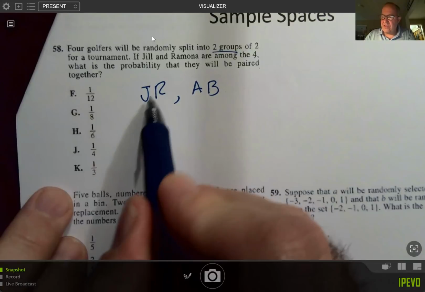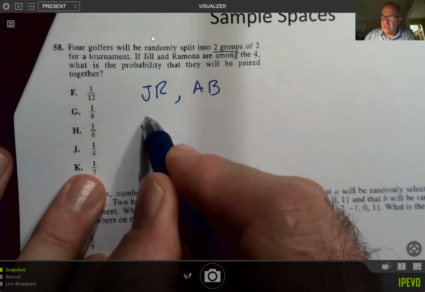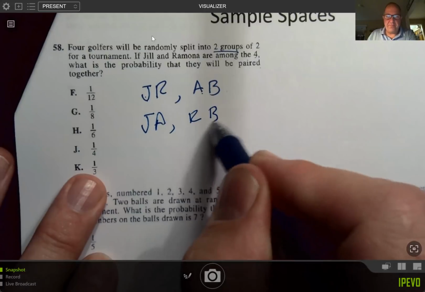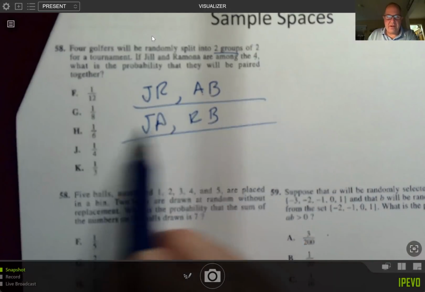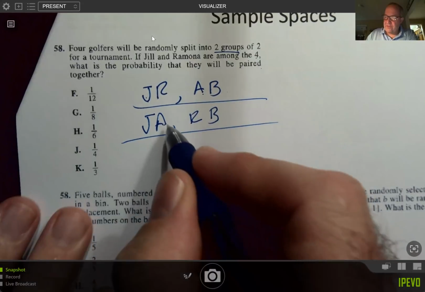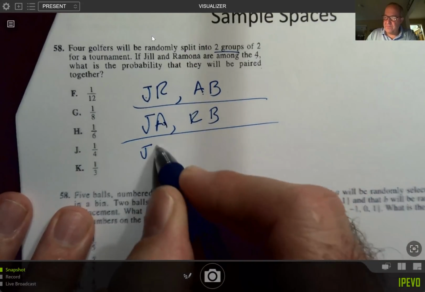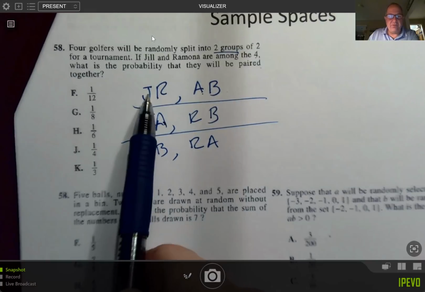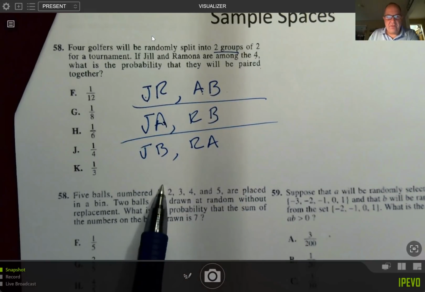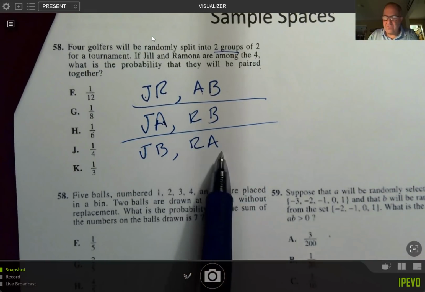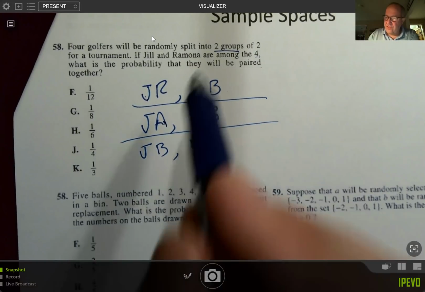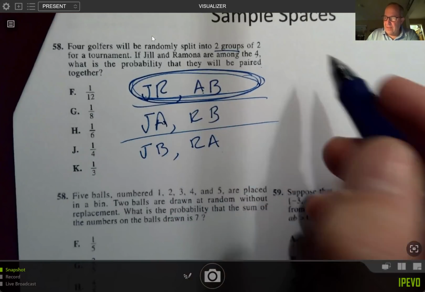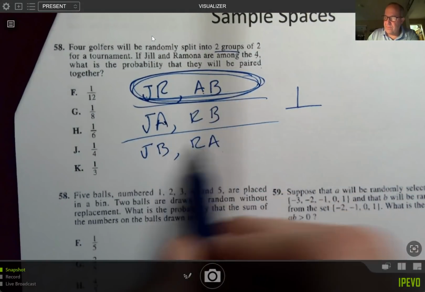Now what I could do, instead of pairing Jill with Ramona, I could pair Jill with person A. Well, that means Ramona's got to be with person B, right? So here's another possible grouping for the day. I could also pair Jill with person B. That means Ramona is going to be with person A. So Jill has been paired with every single person out there. And if I look at Ramona, Ramona's been paired with every single person also. Well, this is the only time that they are paired together, right? So that would be 1 out of 1, 2, 3, 1/3.